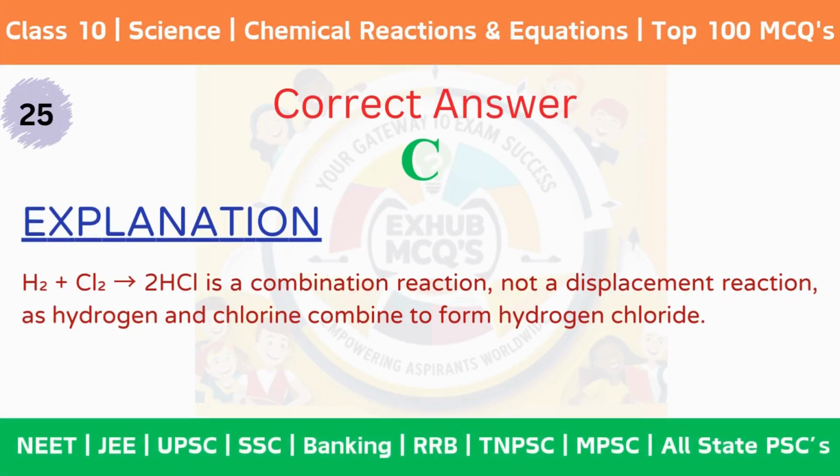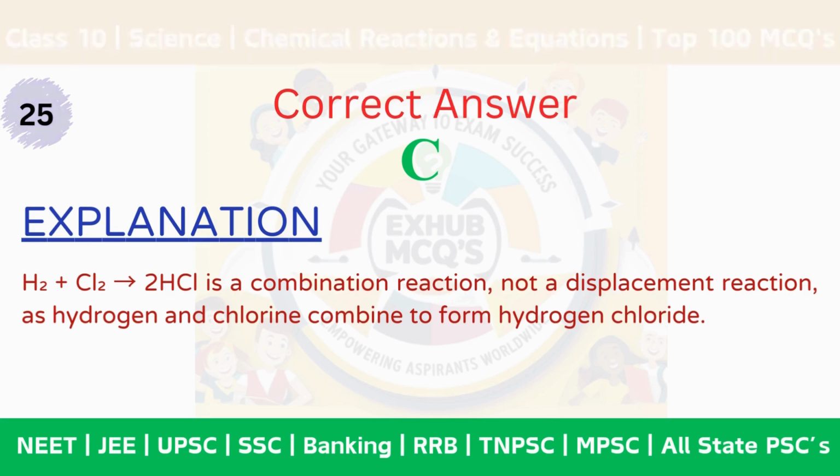The correct answer is option C, hydrogen reacting with chlorine to form hydrogen chloride. Explanation: this is a combination reaction where hydrogen and chlorine combine to form hydrogen chloride. Displacement reactions involve the replacement of one element by another in a compound.